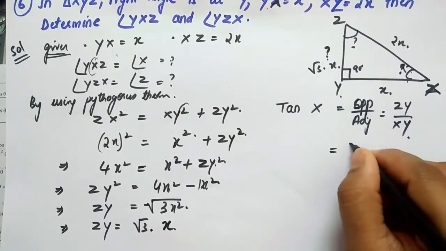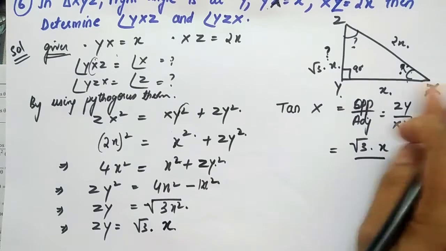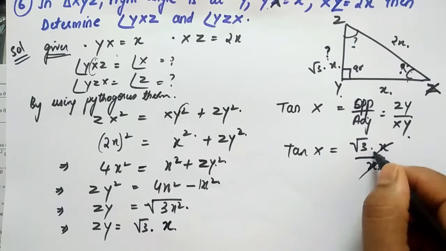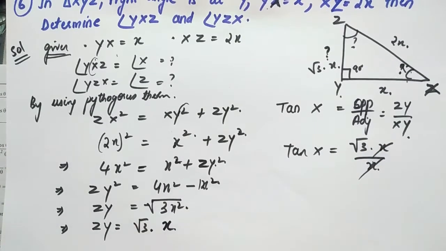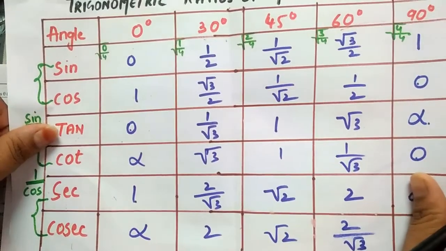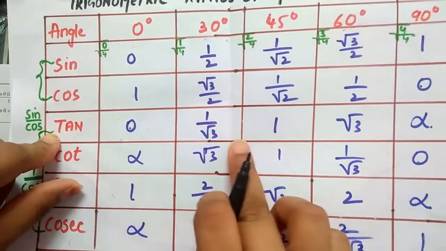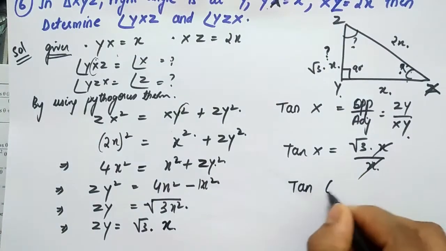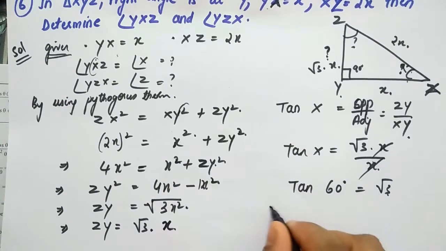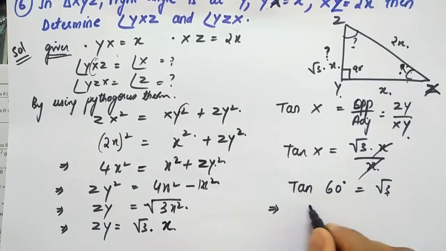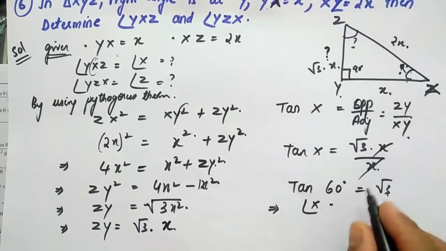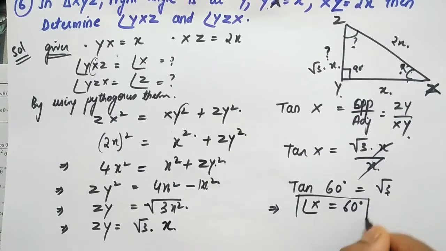Do we have the zy value? Yes, we got it, root 3 into x. What is the xy value? We got x. x and x get cancelled, so tan x is root 3. What is in our table? Where do we get root 3 in tan? At 60 degrees. So tan 60 degrees is equal to root 3, which implies angle x is 60 degrees.